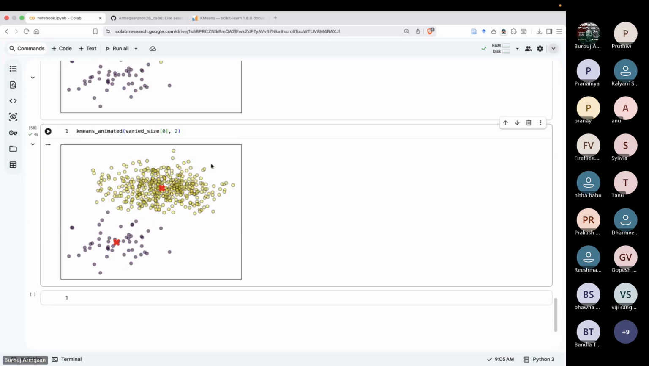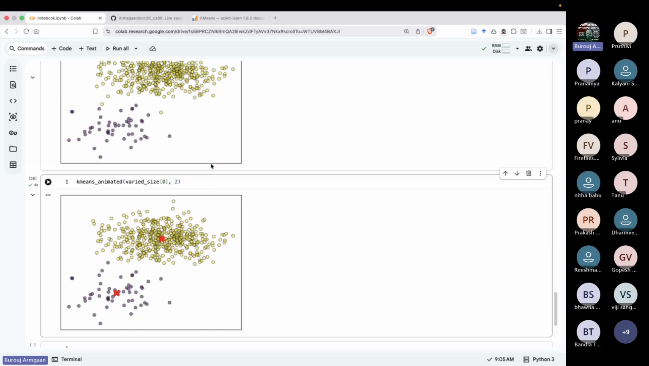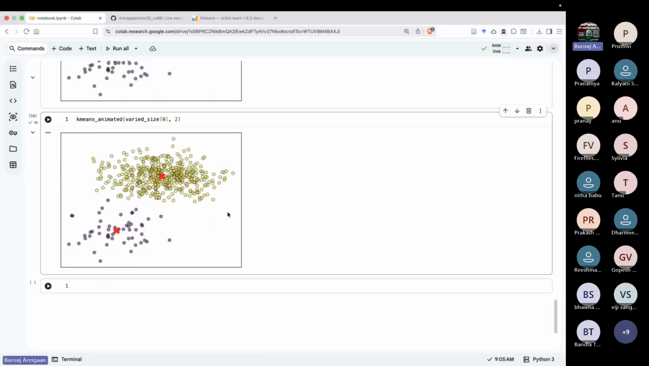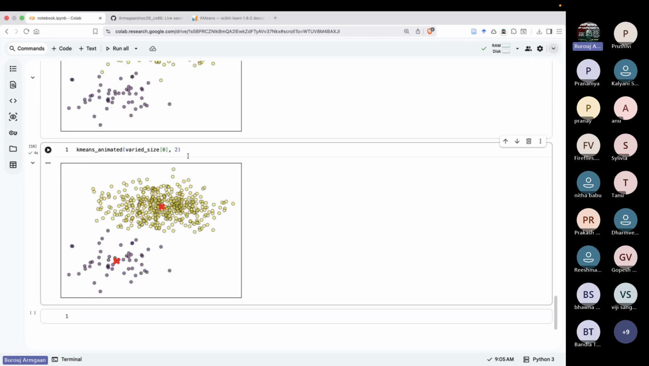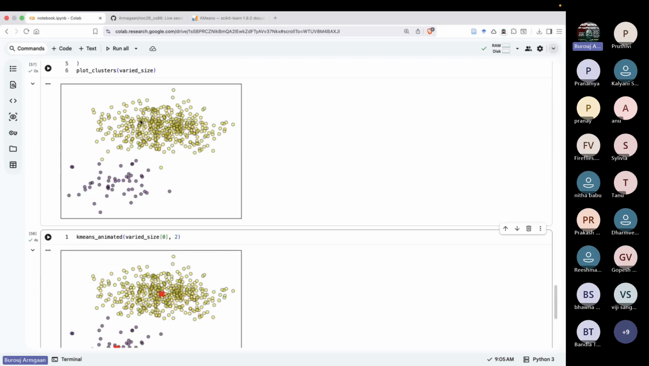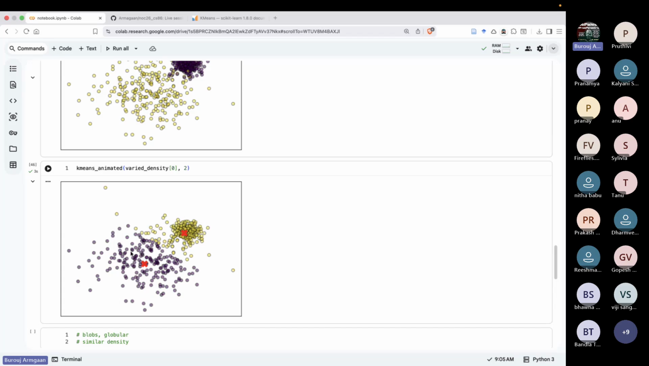So in this case, it works, right? Essentially what happens is, for example, these points, it just computes the distance between them. Because density is not involved, it doesn't matter that one cluster is bigger or smaller than the other. The distance matters, not the size of your cluster.